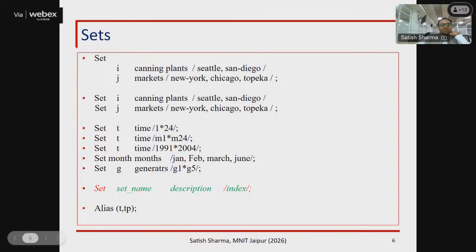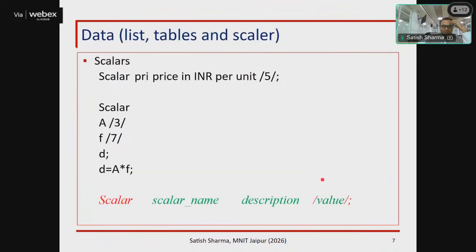One special command is alias. Alias basically creates a copy of the set. So alias t comma tp is creating a new copy tp of the set t. So alias is basically creating one more copy of the same set.